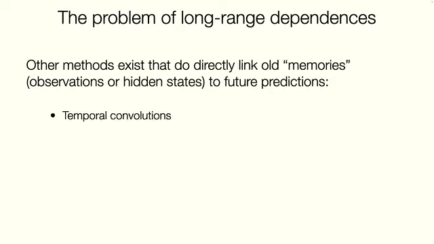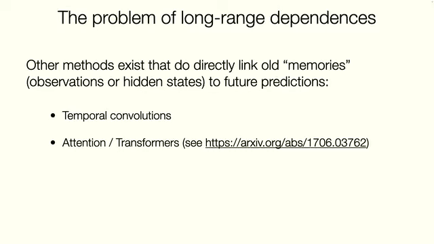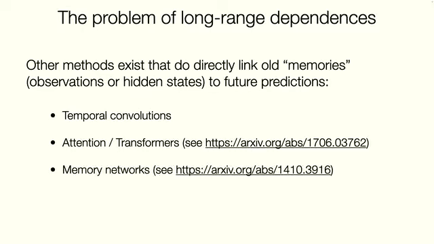Things like temporal convolutions do this. Things like attention and transformers do this, and we talked a lot about those last lecture. And then there are also these memory networks that you could take a look at if you're interested, that explicitly try to have these memory representations or units that you can access over time, maybe through a separate bank of memories.